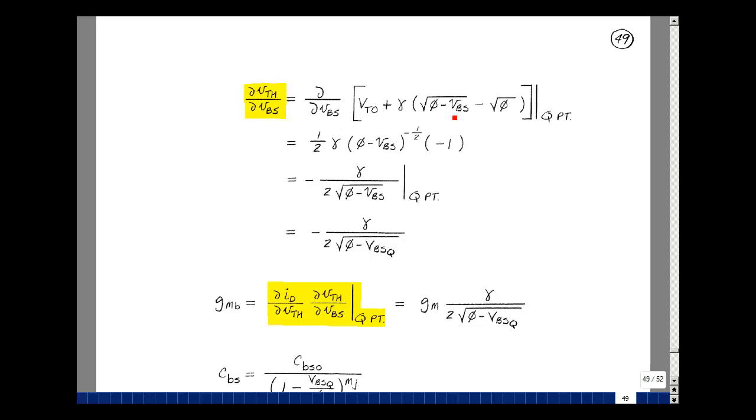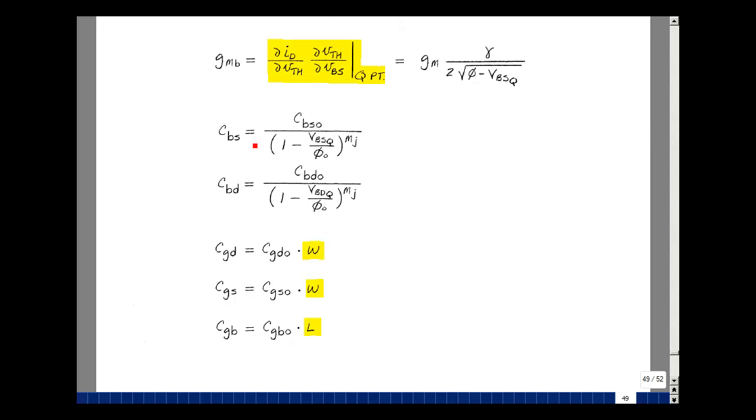a minus a half. And then the derivative of what's inside here with respect to V sub BS is just a minus 1. Here's the 2, here's the gamma, here's 1 over the square root, and we'll evaluate this at the operating point, which is just the value of the bulk to source voltage at the Q point. We can multiply those 2 results. We get a minus GM for the first part of the derivative, this term here. The second part, we have another minus sign. They cancel. I just get this other term over here. So we can now calculate GMB in terms of the bulk to source voltage.